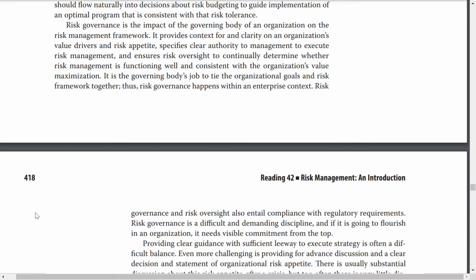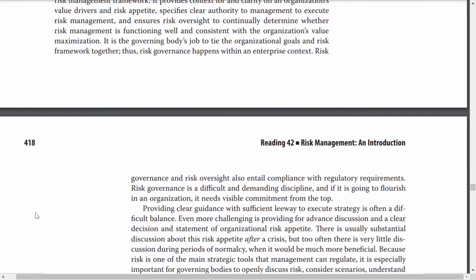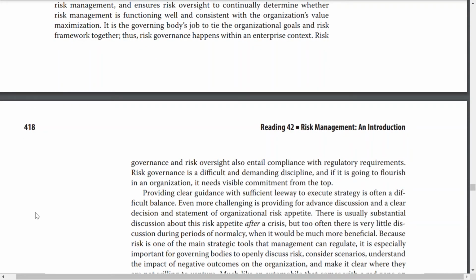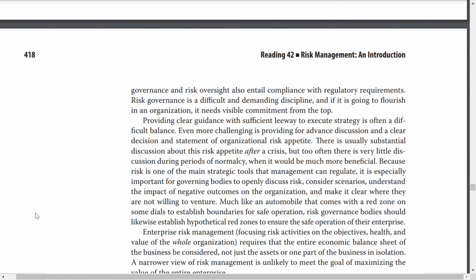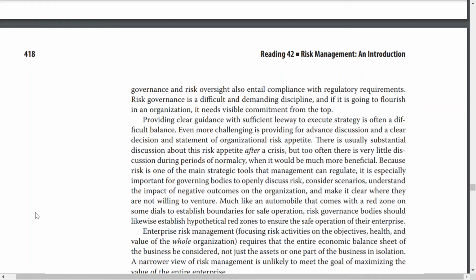It provides context for clarity on an organization's value drivers and risk appetite, specifies clear authority to management to execute risk management, and ensures risk oversight to continually determine whether risk management is functioning well and consistent with the organization's values. It is the governing body's job to tie the organization's goals and risk framework together. Thus, risk governance happens within an enterprise context. Risk governance and risk oversight also entail compliance with regulatory requirements. Risk governance is a difficult and demanding discipline, and if it is going to flourish in an organization, it needs visible commitment from the top.